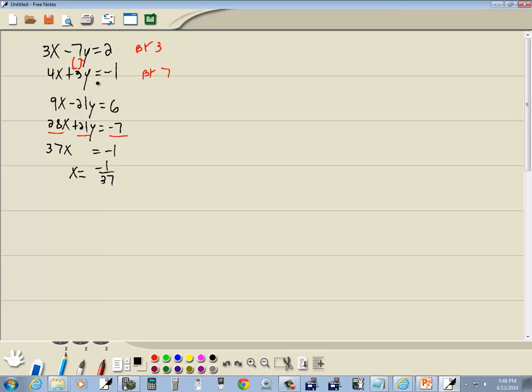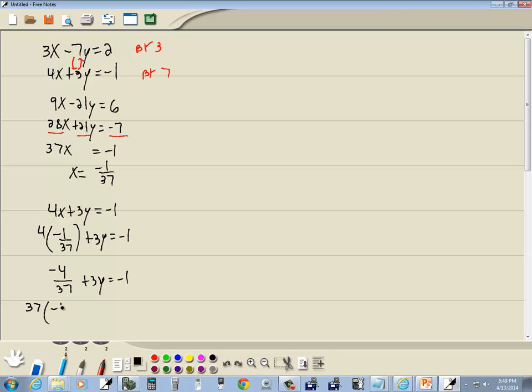Now we want to plug that into one of our other equations and then solve for y. And I'll pick my second equation. So I got 4x plus 3y is equal to negative 1. We just said x was negative 1 over 37, so we got 4 times negative 1 over 37 plus 3y is equal to negative 1. Gives us negative 4 over 37 plus 3y is equal to negative 1.